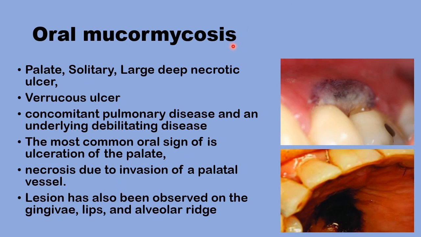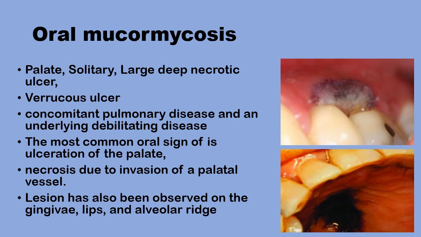Third type of deep fungal infection is the oral mucormycosis ulcers. These would usually affect the palate. They are solitary, large, and deep necrotic ulcers due to invasion of the palatal vessels. They start like a verrucous ulcer, but they have a necrotic appearance as well because of the ischemia induced by the vessel invasion. It's usually concomitant with a pulmonary disease and has an underlying debilitating disorder like diabetes or immunocompromised subjects.